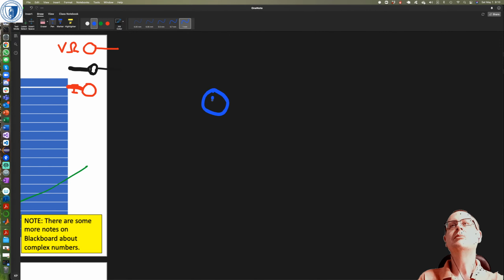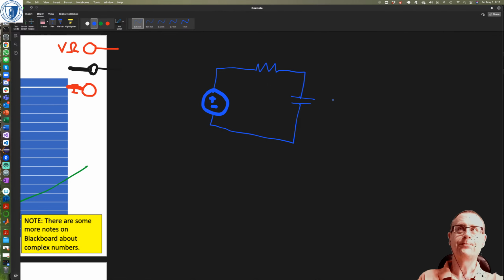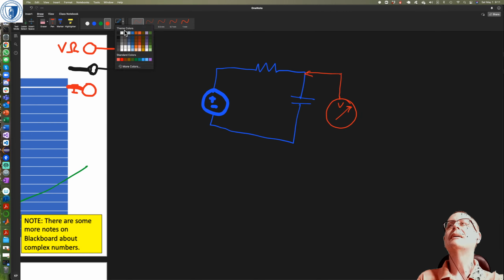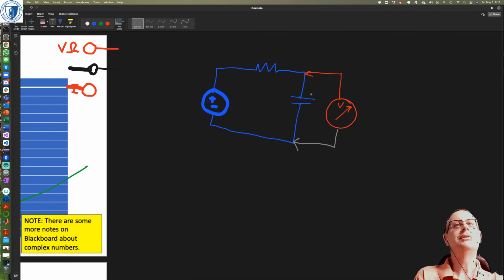and maybe it's got a capacitor in it, and you connect up a voltmeter that measures voltage, and I'm not going to use black because that won't show up, I might have to use a grey maybe. If you connect up a voltmeter, then you're putting this circuit element across the capacitor if you're measuring VC.